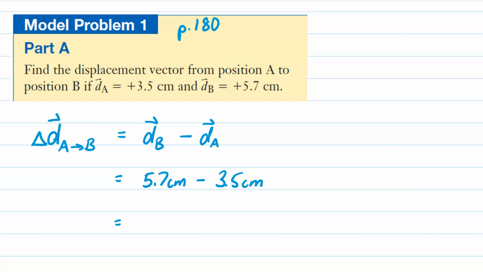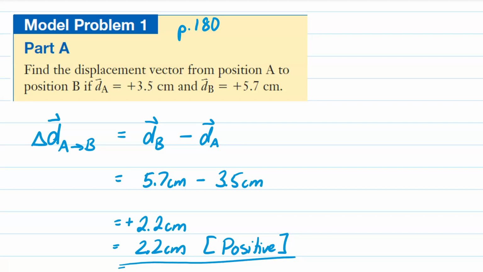So for our displacement, we subtract those two numbers and we get 2.2 centimeters, a positive 2.2 centimeters. They didn't tell us if we're going right, left, or east, west. So we can just say that's 2.2 centimeters in the positive direction. We can put the word positive or a capital P in square brackets, and that would be our final answer in that case.